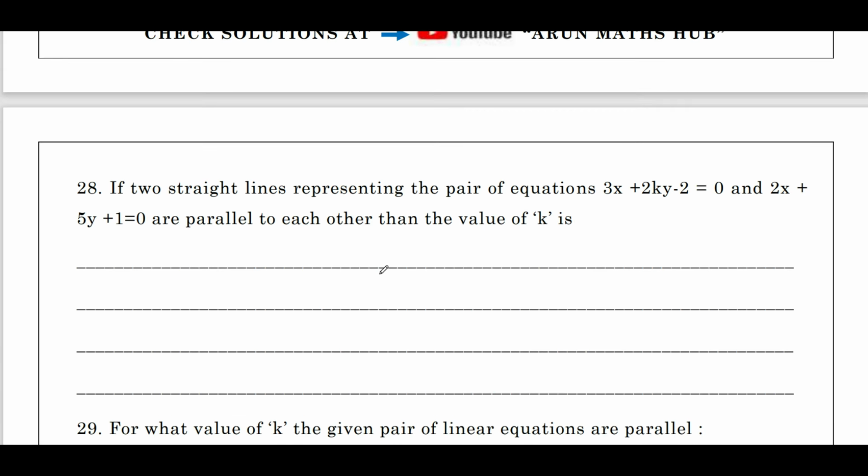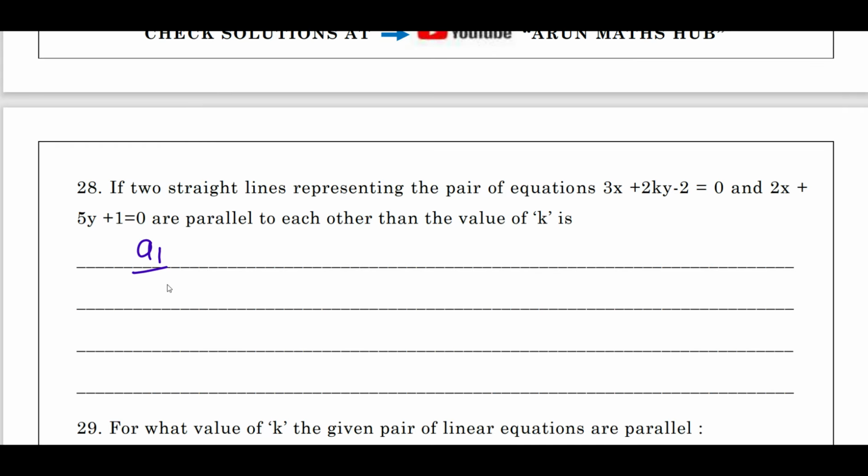If two straight lines representing the pair of linear equations 3x plus 2ky minus 2 equals 0 and 2x plus 5y plus 1 equals 0 are parallel to each other, then the value of k. When the lines are parallel, the condition is what? a1 by a2 equals b1 by b2 not equal to c1 by c2. To find out the value of k here, I'll consider the ratio a1 by a2 equals b1 by b2.